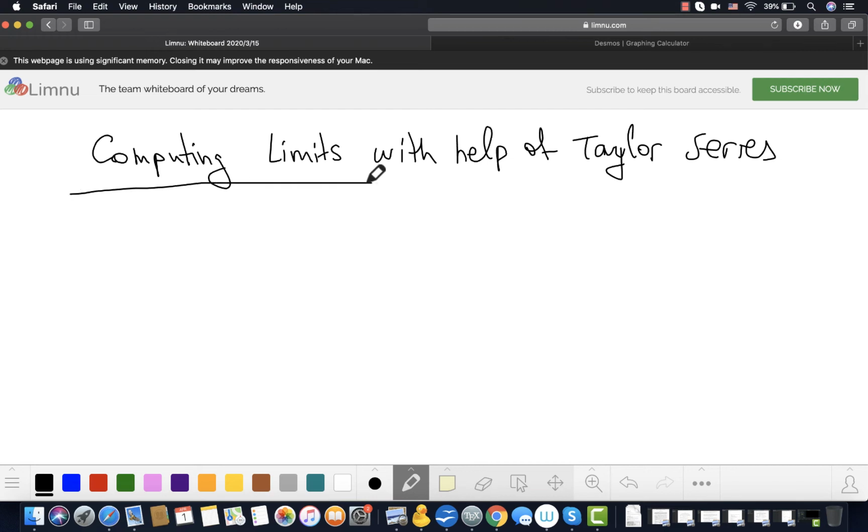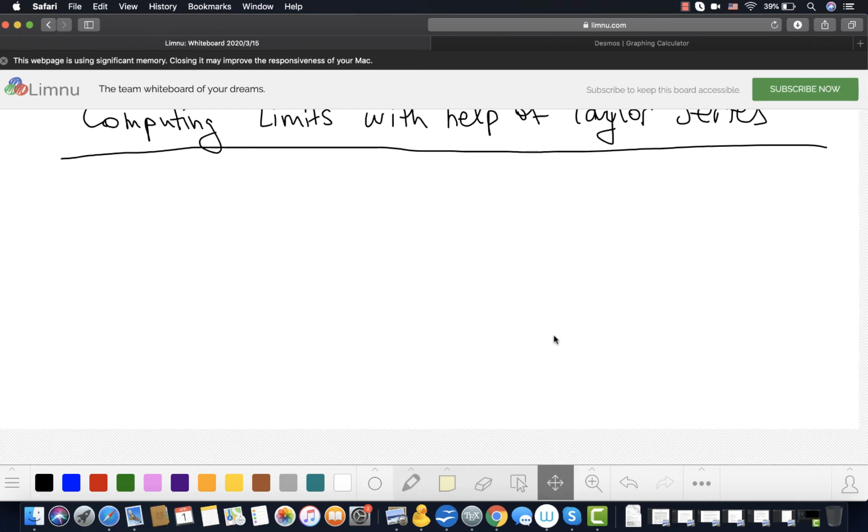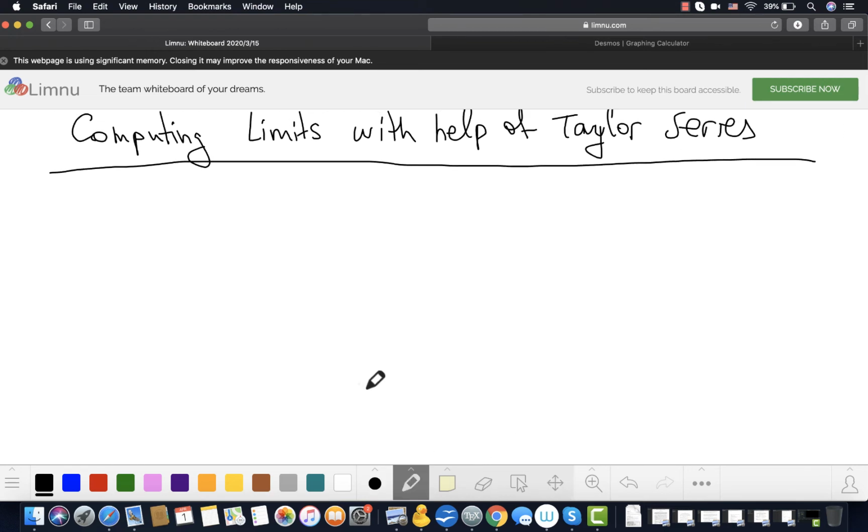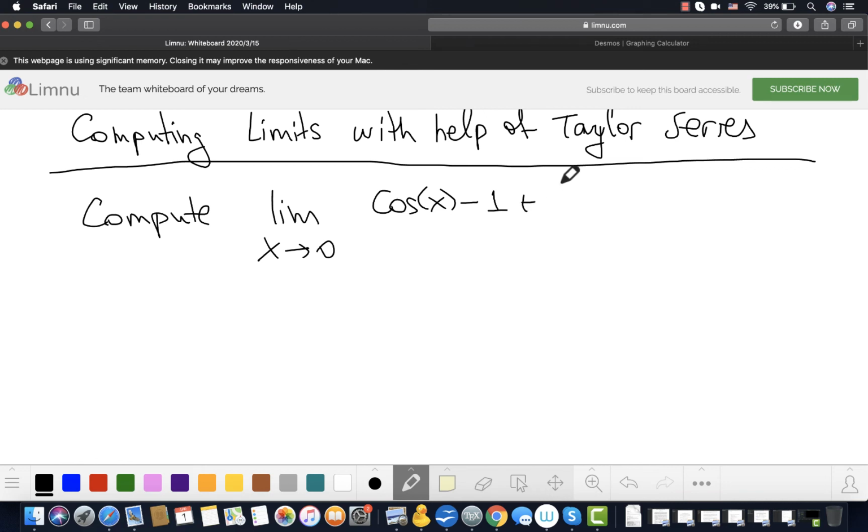Okay, so let's do an example. Let's try to compute the following limit: the limit as x goes to 0 of cosine x minus 1 plus x squared over 2 factorial, divided by 3x to the 4th.